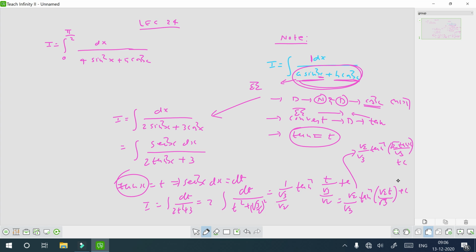Clear? So this type of combination is given to us, then you can solve any one of them. So let us see this example. The integral from 0 to pi by 2 of dx over 4 sin square x plus 5 cos square x.